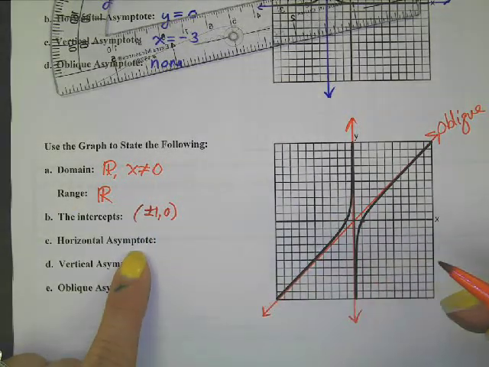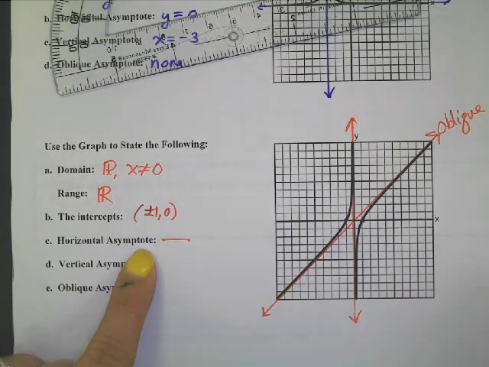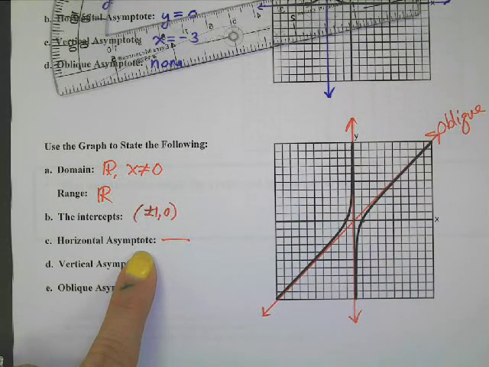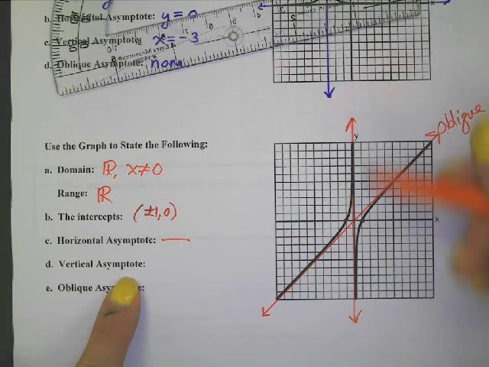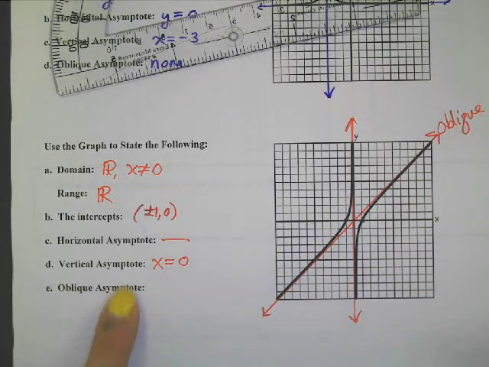Horizontal asymptotes. This graph did not have any. So you can write the word none or put a dash. Don't leave it blank because that looks like you forgot to answer it and it might take points off. The vertical asymptote is x equals 0.